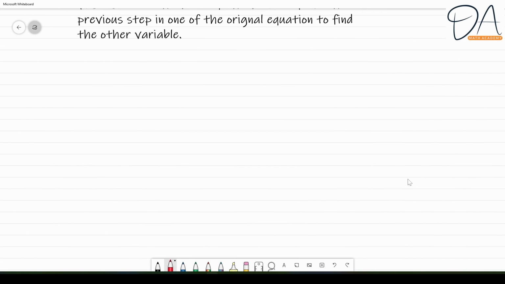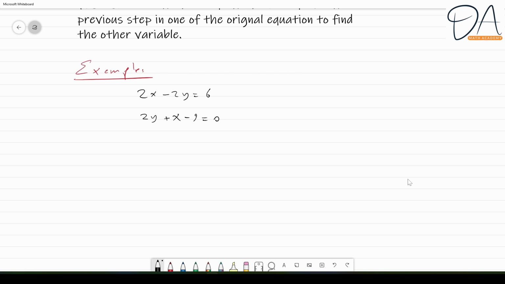Okay, so example. Let's say we have the following system. 2x minus 2y equals 6. And then the other equation is 2y plus x minus 9 equals 0. So we have these two equations.